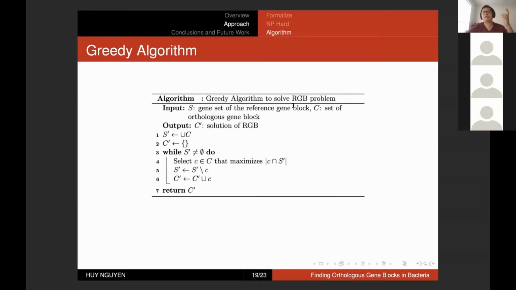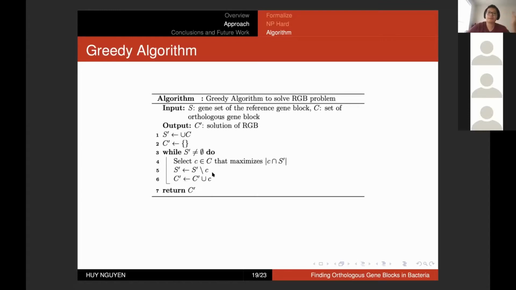So because it is really hard, it's unlikely to be able to solve it exactly in polynomial time. Then we provide a greedy algorithm to solve it. This one is a variant of the set cover problem, where we know that the set of the orthologous gene blocks might not cover the whole gene set. So therefore, we initialize S prime as a union of C, and C prime is empty. While our S prime is not empty, we keep finding the element that maximizes, or basically covers the most from S prime.